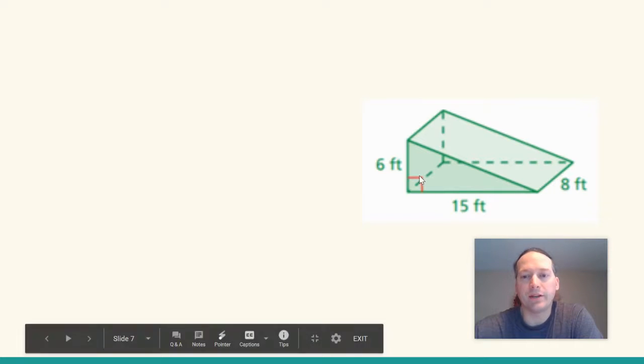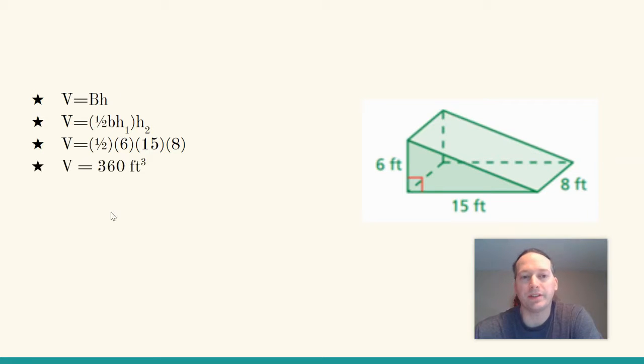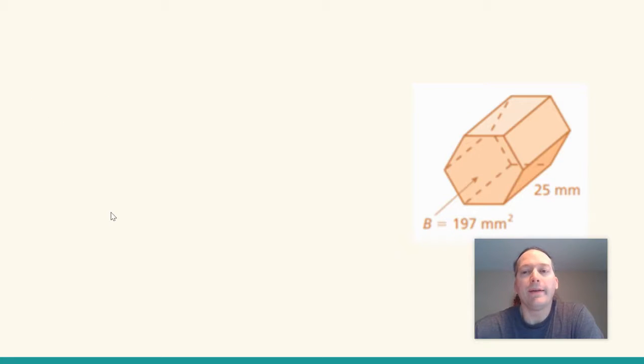Now we have, again, another triangular prism, but this is a right triangular prism. Again, same formula, 1/2 area of the small base times the height of the face, well, the base of the face times the height of the face, then the height of the whole object. So the base and the height are 6 and 15. The height of the prism is 8. Multiply those together, 360 feet squared. I'm sorry, feet cubed.